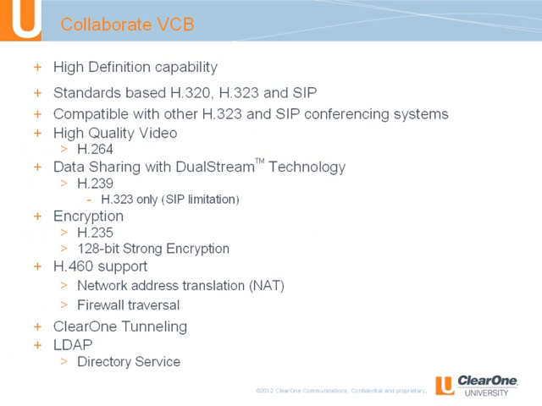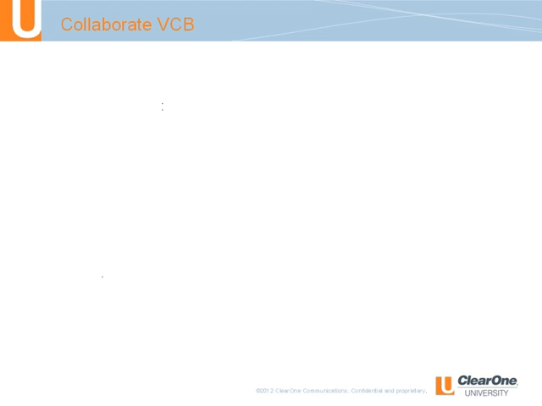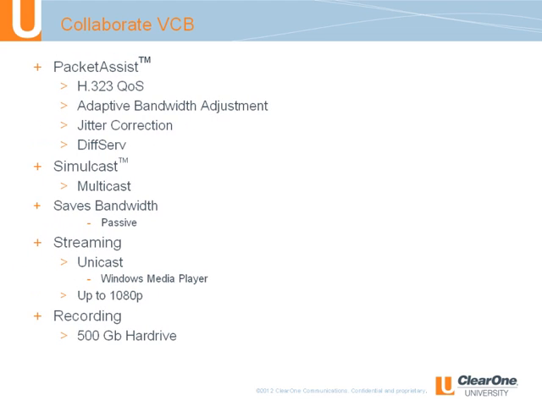The Collaborate VCB maintains all of the capabilities we have already gone over, such as the communication standards, high-definition video, encryption, H.460 and tunneling firewall traversal, quality of service, multicasting, and recording, just to name a few. But it also brings a whole lot more to your video conferencing network.